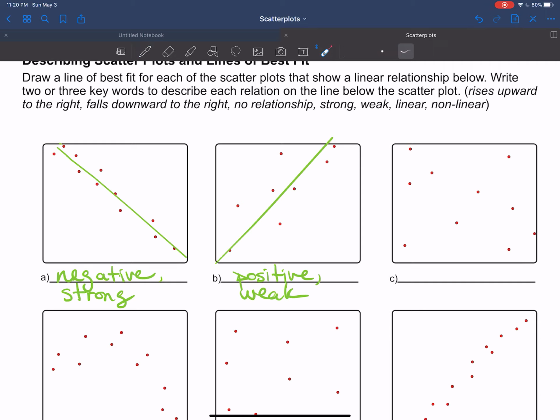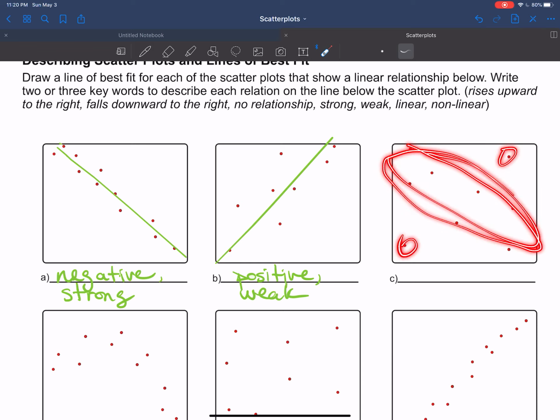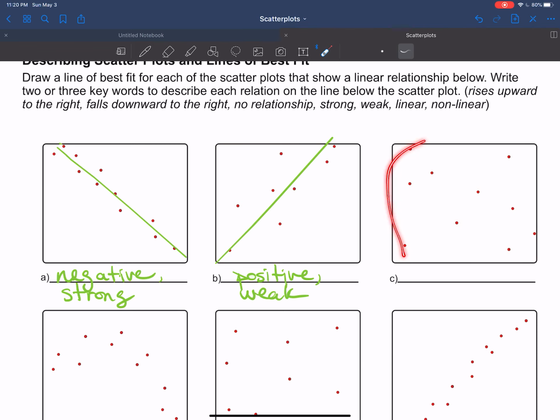And the next one, you can see that there might be. If we kind of ignore these ones here, it could be going down. But if I don't ignore them, it's sort of all over the place. So I would say that this has no correlation.